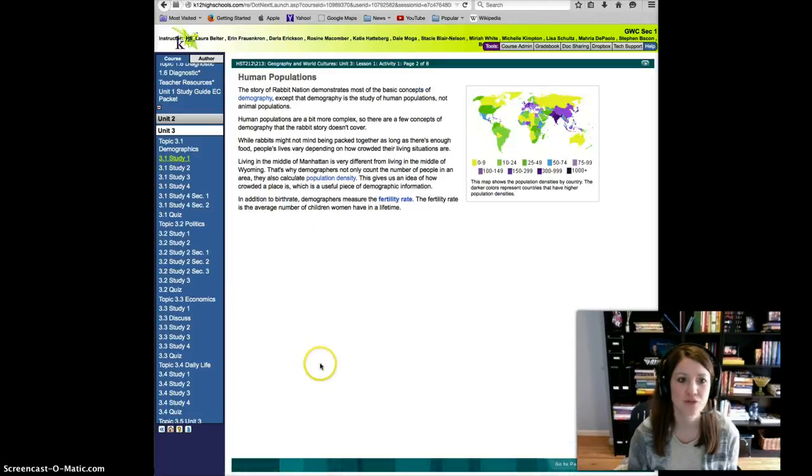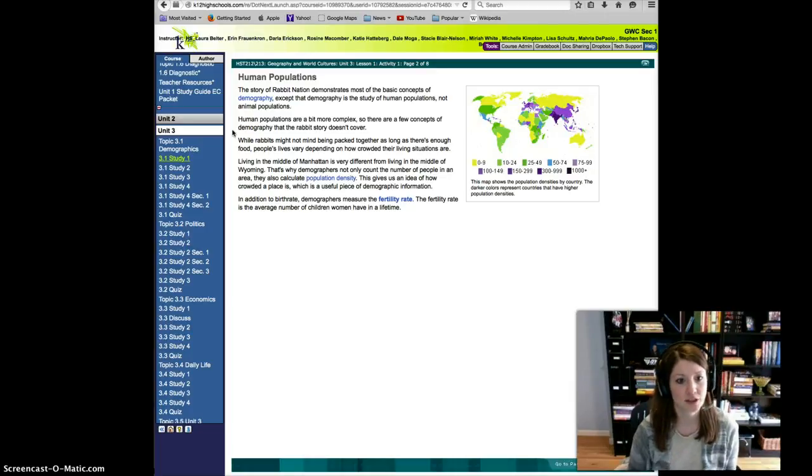Okay, moving on to page 2, human populations. The story of Rabbit Nation demonstrates the most basic concepts of demography, except that demography is the study of human populations, not animal populations. Human populations are a bit more complex, so there are a few concepts of demography that the rabbit story doesn't cover. While rabbits might not mind being packed together as long as there's enough food, people's lives vary depending on how crowded their living situations are. Living in the middle of Manhattan is very different from living in the middle of Wyoming.